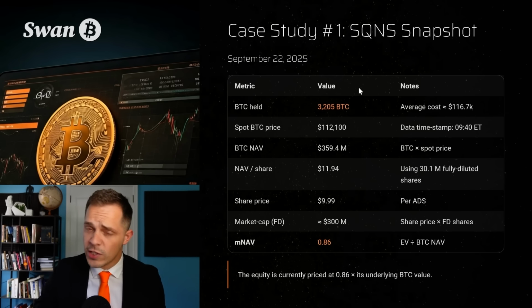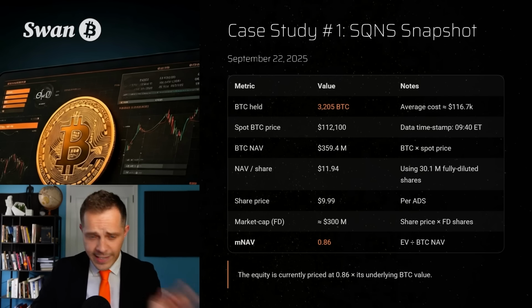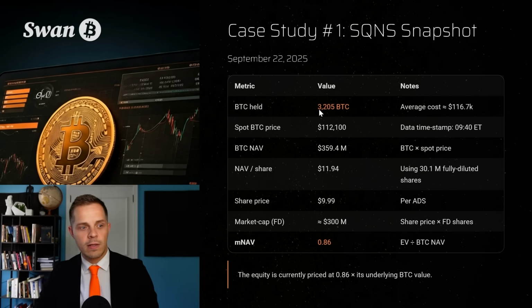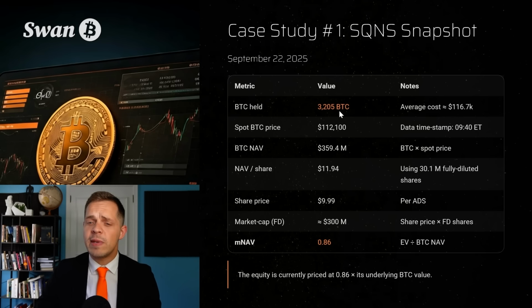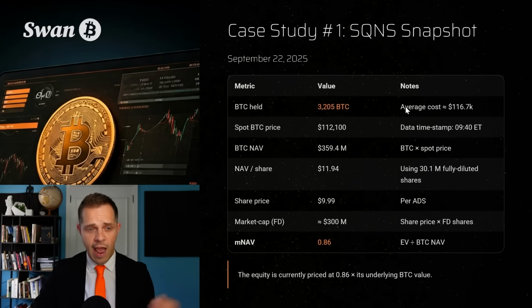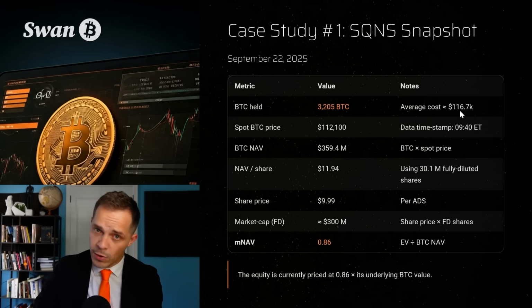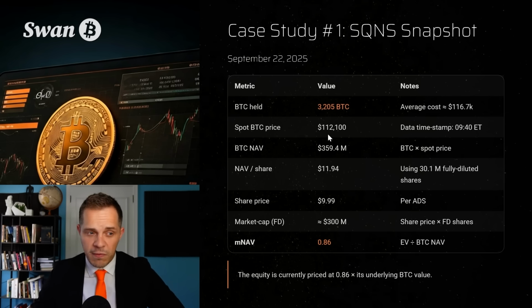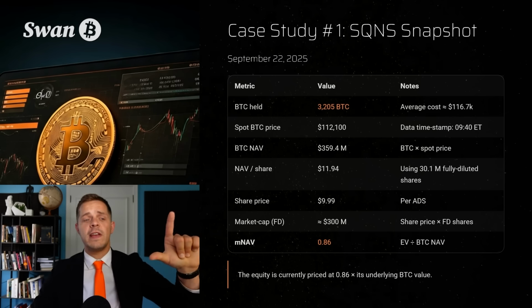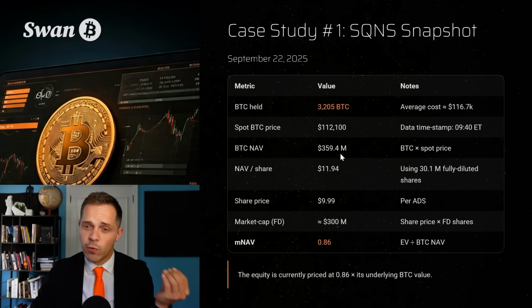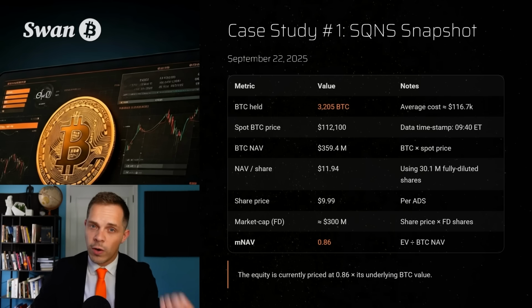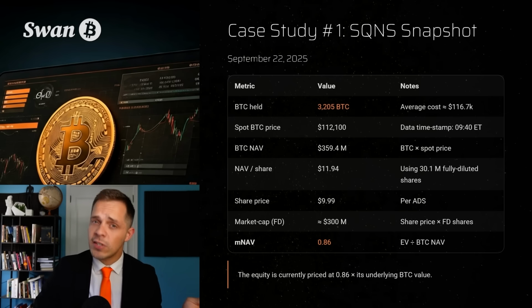So let's put the framework to use using fresh numbers from Sequans captured on September 22nd, 2025. Bitcoin holdings: 3,205 BTC on the balance sheet, acquired at an average cost of about $116,000 per coin. The spot price right now is $112,000. We're in a bit of a dip. And then the Bitcoin net asset value: multiply those two figures and you get $359.4 million of underlying Bitcoin value. And using the fully diluted share count of 30.1 million fully diluted shares, that means the Bitcoin net asset value per share works out to $11.94.